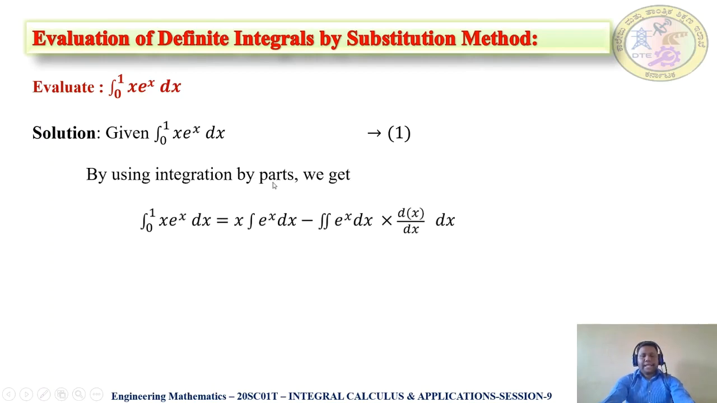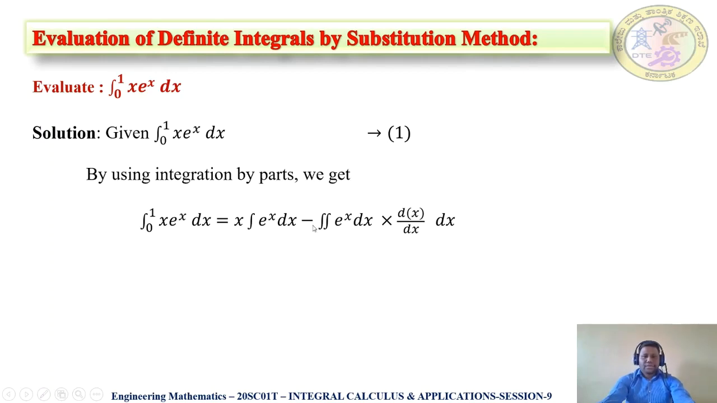Then by using integration by parts, we can write the integral from 0 to 1 of x into e power x dx equal to the first function into the integration of the second function, minus the integration of the second function into the differentiation of the first function, dx. So x is the first function, e power x is the second function. So x into the integration of e power x dx minus the integration of e power x dx into the differentiation of x with respect to x, dx. That is the integration by parts rule, and that is what you have learned previously in this session.